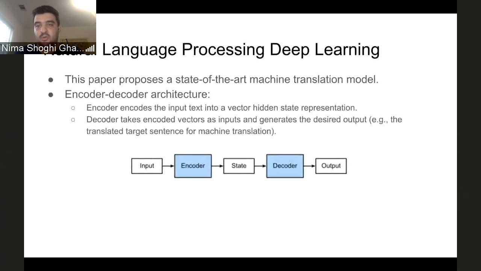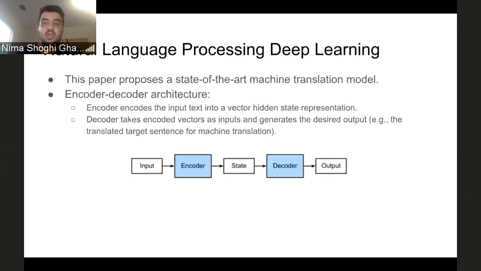So let's get started. For general natural language processing, this paper introduces a general NLP model, but specifically in this paper they use it for a machine translation task. In this space, generally what we see is an encoder-decoder architecture as seen in the figure. Encoder-decoder architectures take the input text or the input vectors, and they encode that into a vector which contains the hidden state representation, and the decoder takes that hidden state representation and generates some desired output.